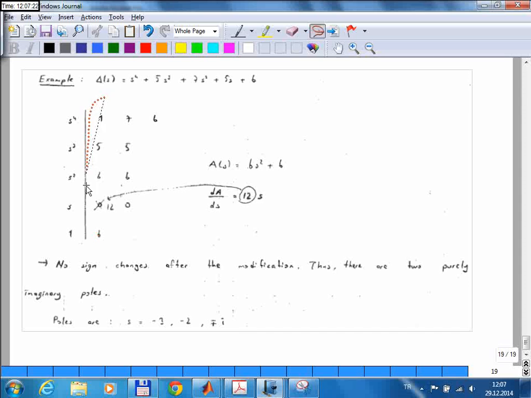So no sign changes at all. That means there must be a pair of purely imaginary poles. And if you calculate the pole locations, that is indeed what you get. Okay, so these are the purely imaginary poles. And the other poles are stable. Okay?